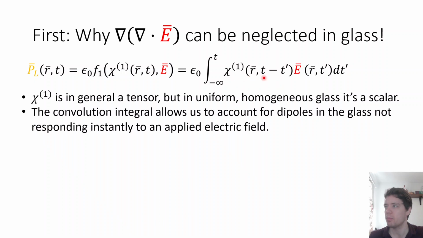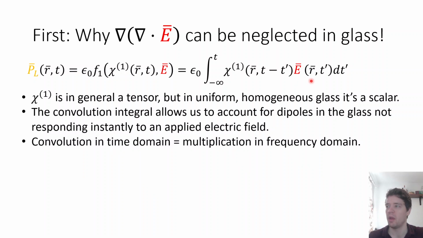The convolution integral here is present because if you apply an E field to a material, then all of the dipoles that are present inside, which give rise to P, don't necessarily respond instantly. They might actually take a while to adjust and align themselves with the applied E field. So the convolution simply takes into account that the response of the material is not completely instantaneous.